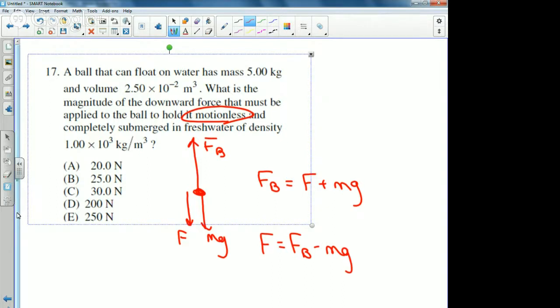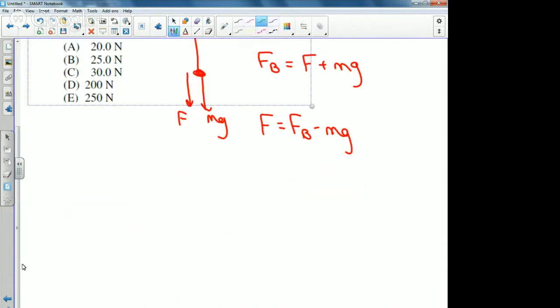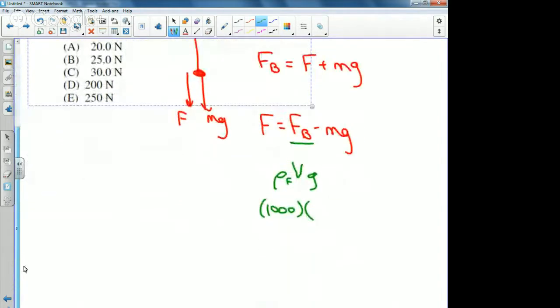So overall, we already know mg. That's easy. That's 50. But what's FB? In this case, you just have to remember that FB, the formula is rho Vg, based on the density of the fluid. So it's 1,000 times 2.5 times 10 to the negative 2. Would the G's cancel? No, you don't cancel the G's. Times 10 minus the 50 newtons for the weight.